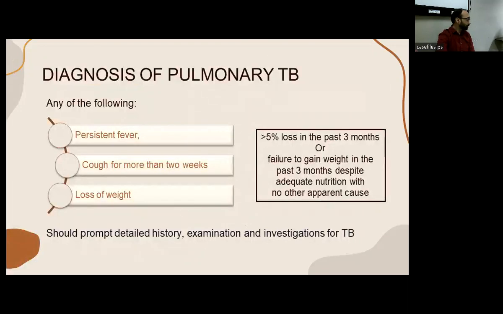Coming to pulmonary TB in brief, the diagnosis here is primarily with the help of the triad of symptoms: persistent fever, a cough of more than 2 weeks, and a significant loss of weight of more than 5% in the last 3 months, or a failure to gain weight in the past 3 months despite adequate treatment. So, detailed history, examination, and investigations for TB are recommended in cases that present like this.